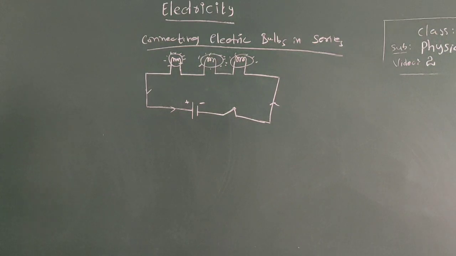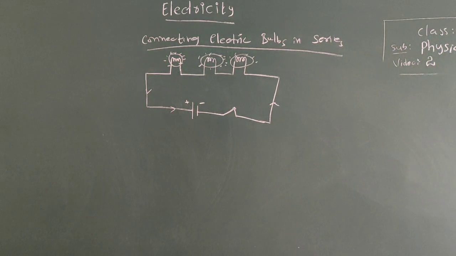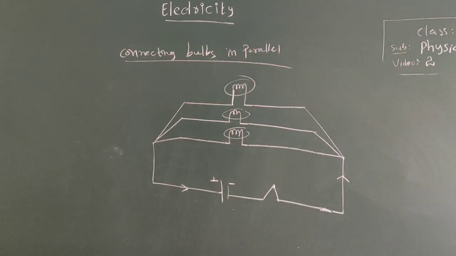Next one, bulbs are connected in parallel. Now connecting bulbs in parallel. Observe the diagram. Connecting the three bulbs in parallel as shown in the figure. That is, one end of each of the three bulbs is connected to one wire, and the other end of the three bulbs is connected to another wire. These two wires are connected to a cell.